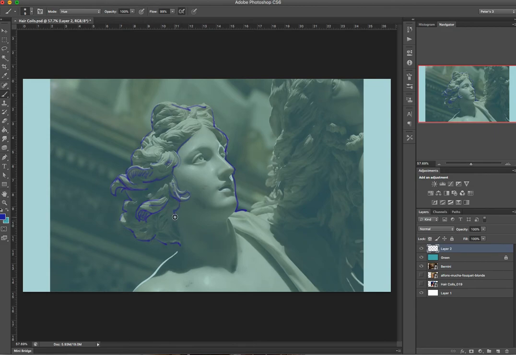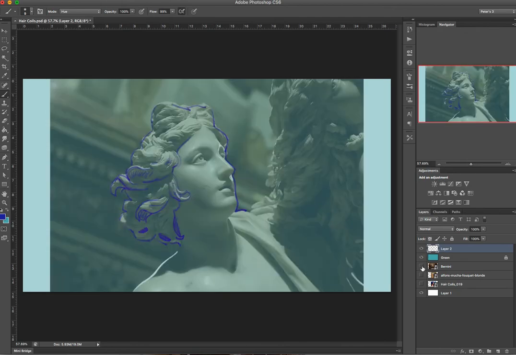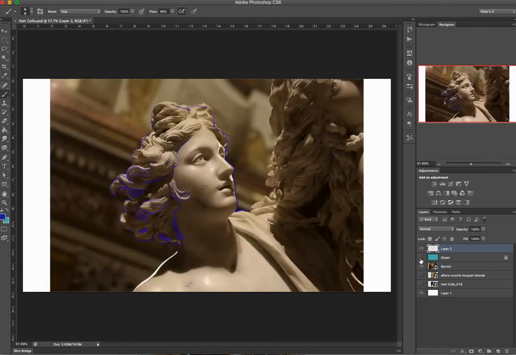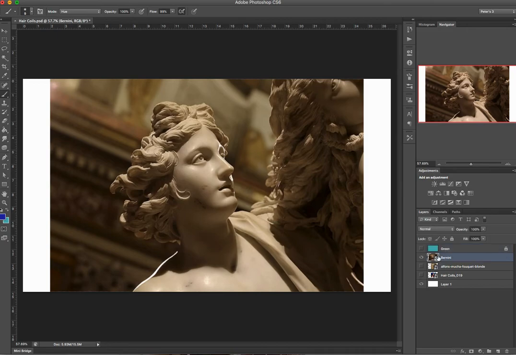Again, the neck, D shape, D shape, D shape. See what I'm saying? Here's a D shape. Okay. Throw that away. Throw that away.